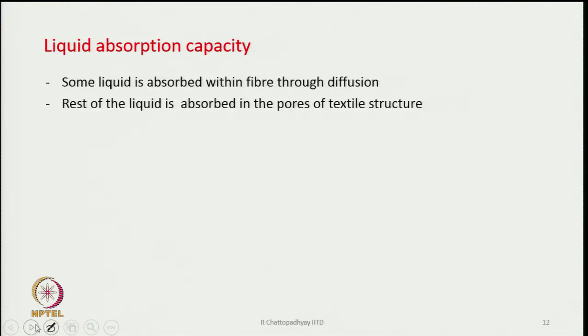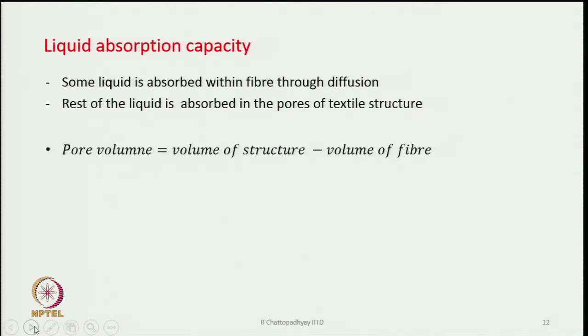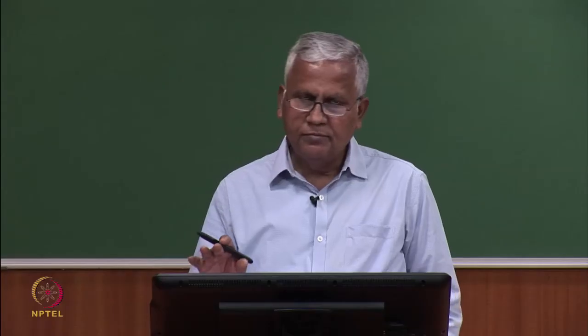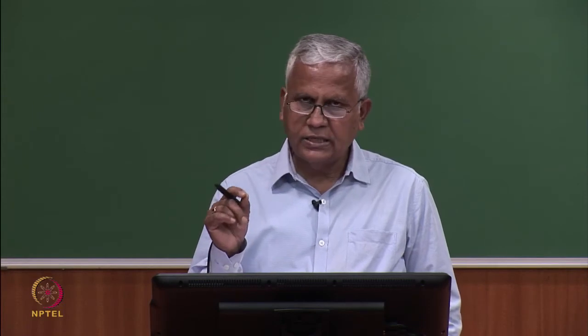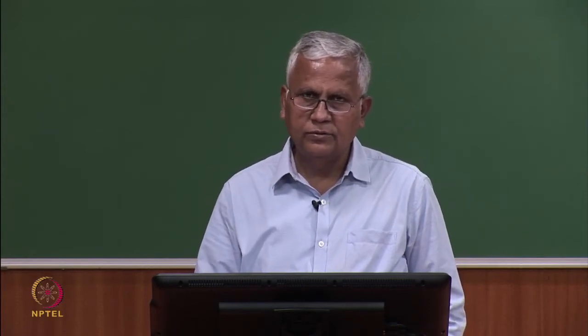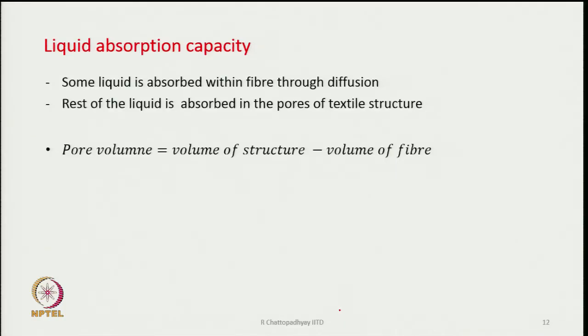Some liquid is absorbed within the fiber through diffusion, we have already discussed it, and the rest of the liquid is absorbed within the pores of the textile structure. So, whether it is yarn, the pores are there between fibers, and the yarns are converted to fabric. So, pores are there within the yarn and there could be some space available between the yarns to hold some liquid also. And if it is a non-woven material, then there are lots of pores between the fibers. Now, pore volume is volume of the structure minus volume of the fiber.